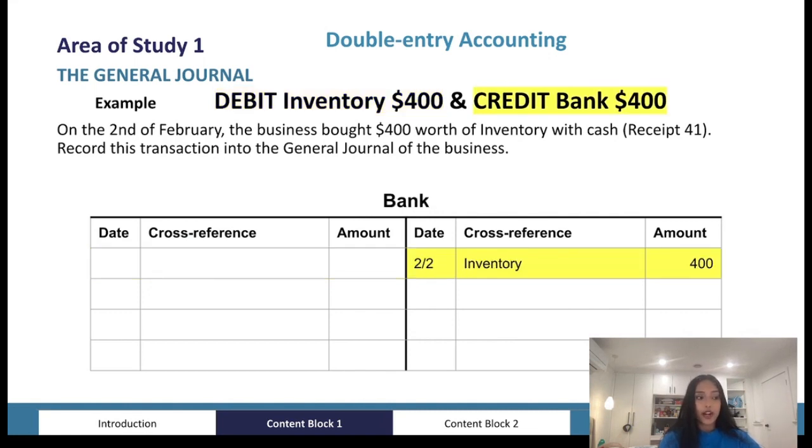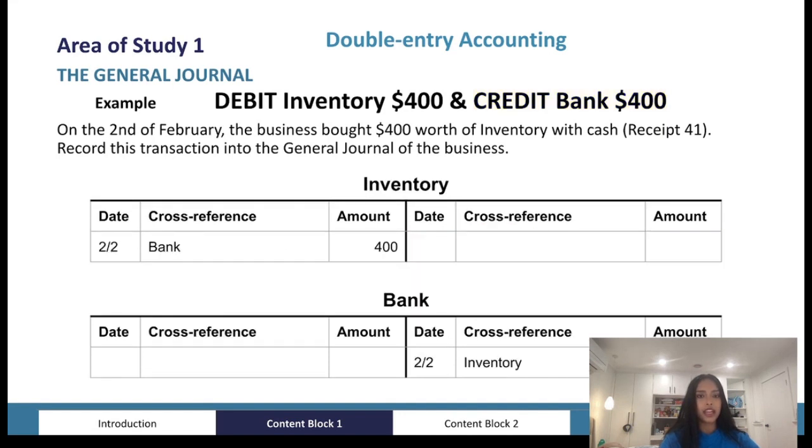Moving on, we have to credit bank. For this, we need the bank ledger account. And because we're crediting bank, the transaction is posted to the right side of the ledger account, also known as the credit side. Again, the transaction date is under date and $400 is under amount. And again, for the cross-reference, we need to write the other account involved, and in this case, that's inventory. Here are what those 2 entries look like in the inventory and bank ledger accounts respectively. Note that the cross-references are the opposite account.